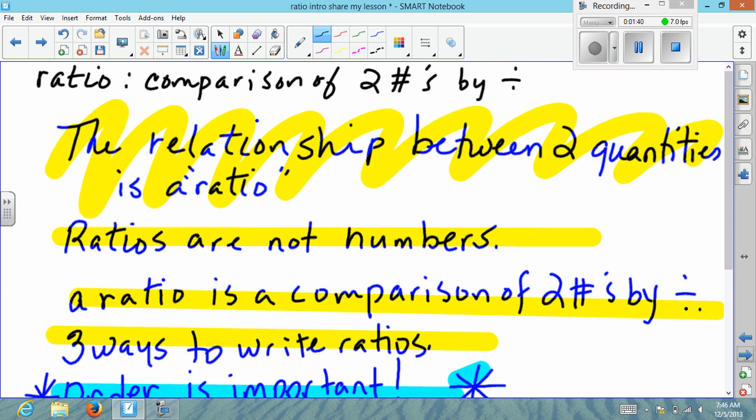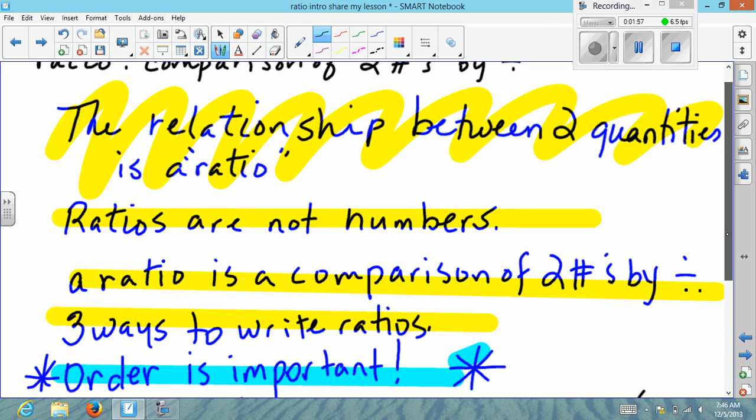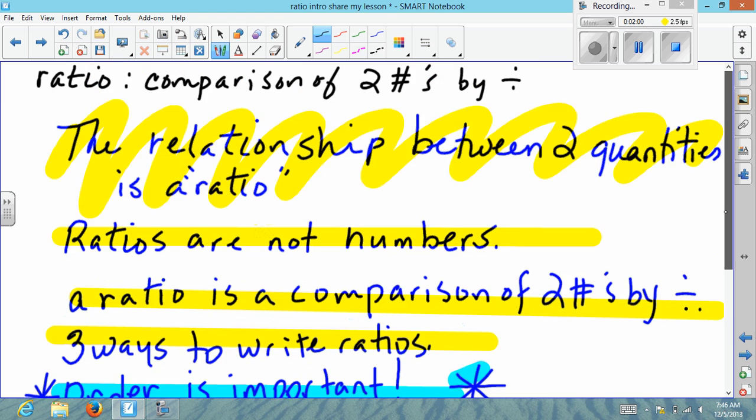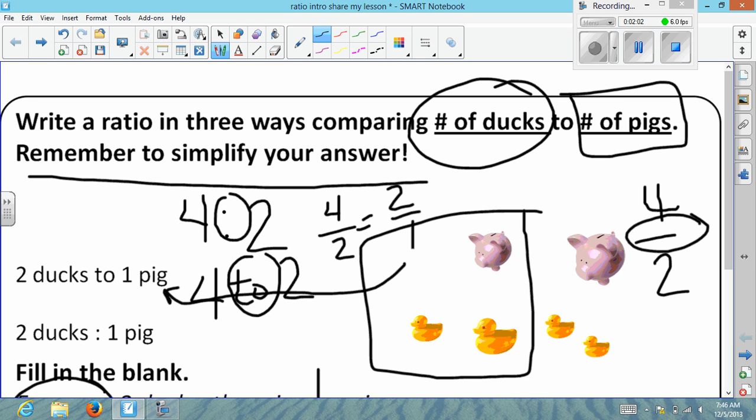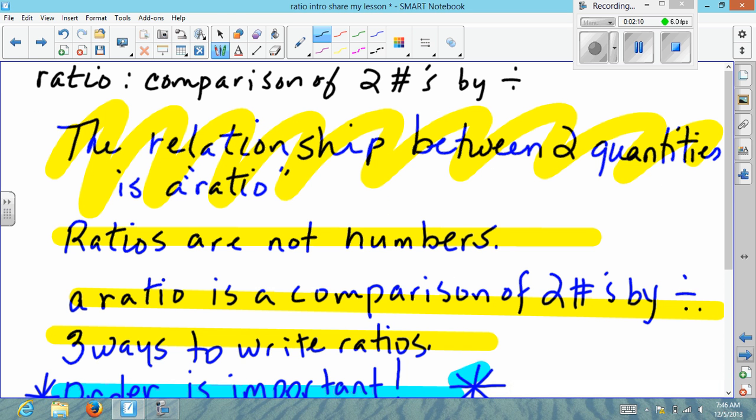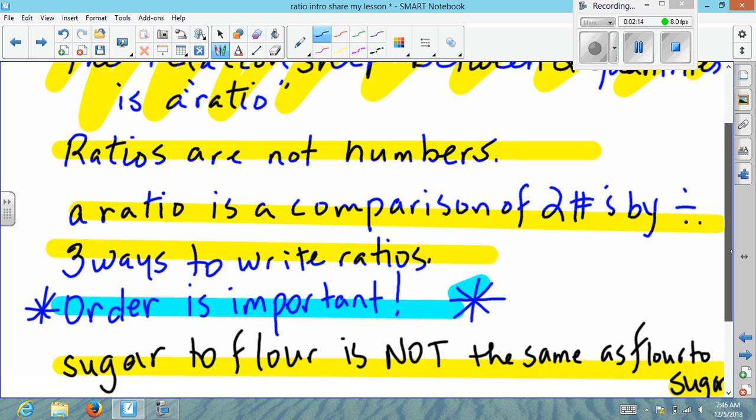So moving on. A ratio, as I said, is a comparison of two numbers by division. So anytime you're comparing two numbers using division, that can be called a ratio. A ratio is also a relationship between two quantities, and ratios are not numbers. The reason I say that ratios are not numbers is because they're comparing two things. Back when we were talking about the pigs and the ducks, you have a number of pigs and a number of ducks, but those numbers are not what they are. They're pigs and ducks. So once again, a ratio is a comparison of two numbers by division.